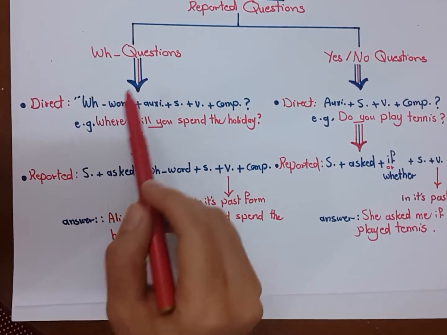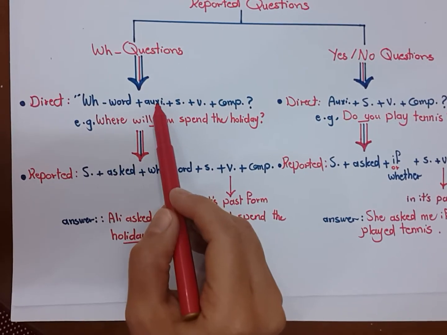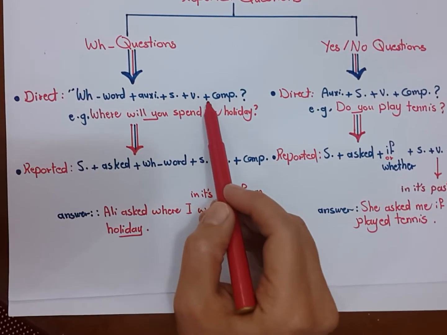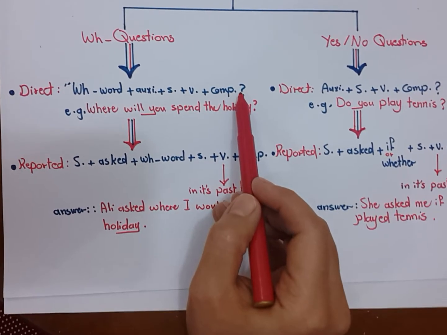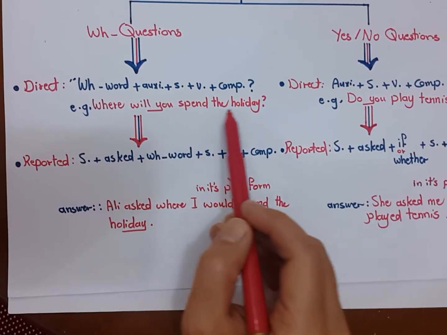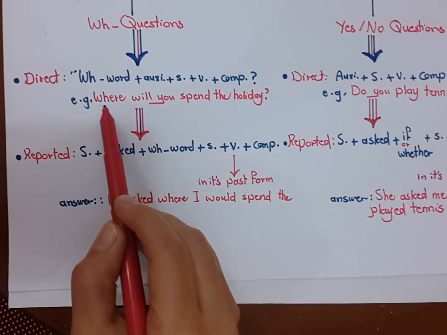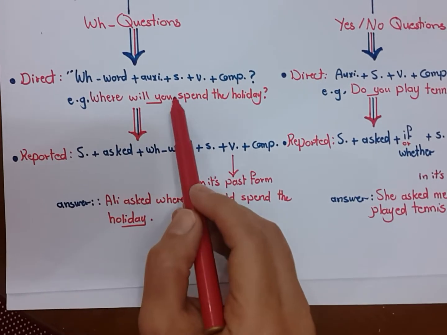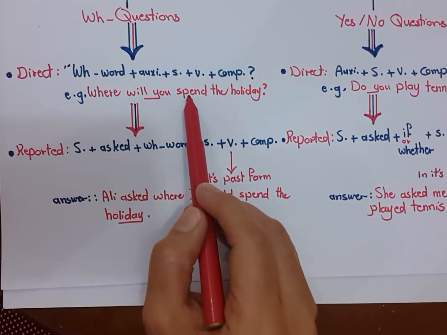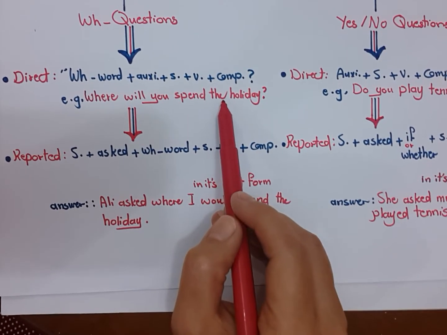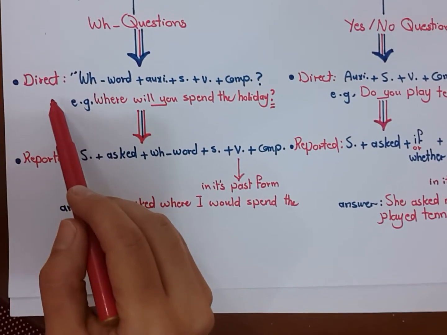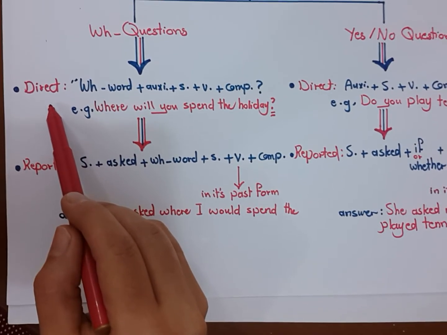Any WH question starts with a WH word, then an auxiliary, subject, verb at any tense, then a complement and a question mark. You can simply see the example. Where will you spend the holiday? This is the WH word and this is will, the auxiliary, and you have the subject you, and spend, the main verb. Will spend is a future tense, and then the holiday is the complement, and here you can notice the question mark. This is a direct question.